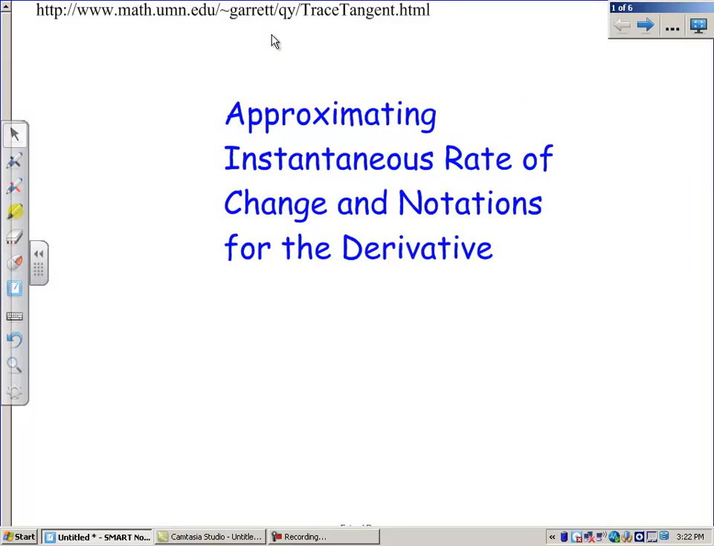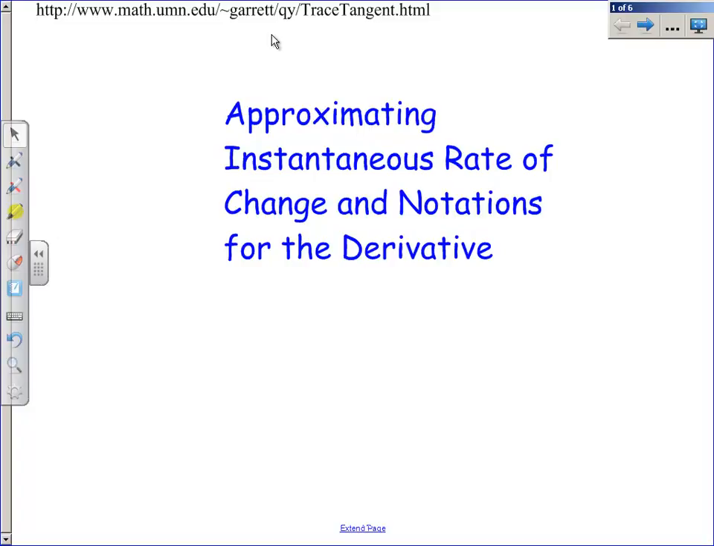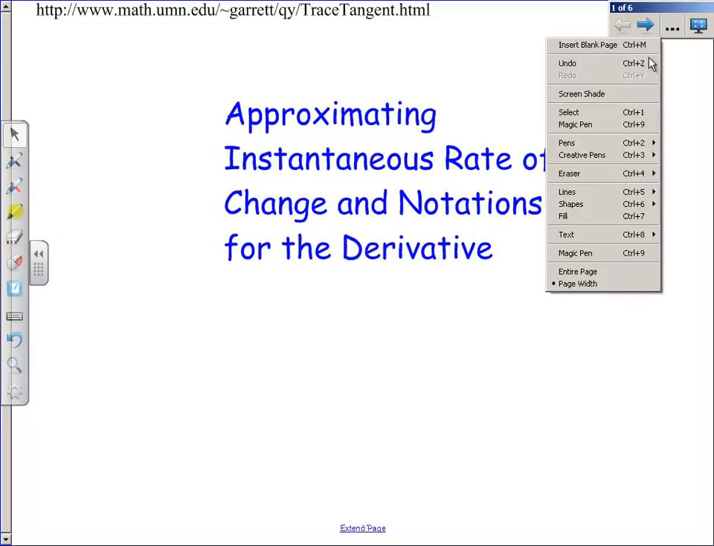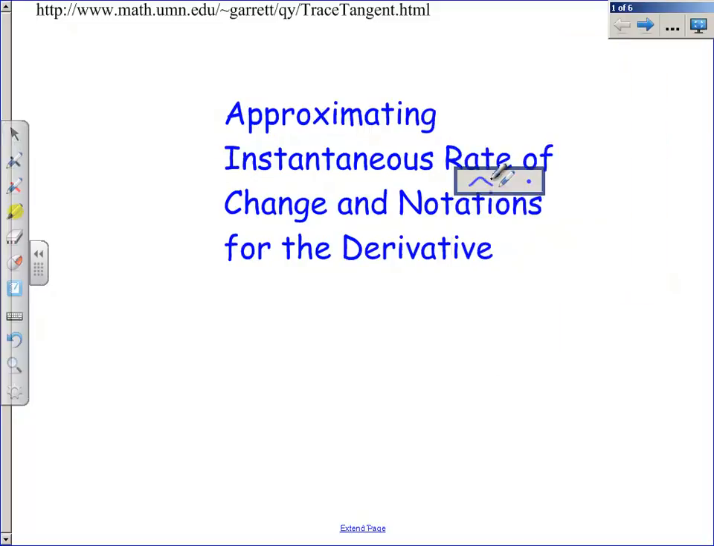We are going to look at approximating something called instantaneous rate of change. Yesterday we looked at average rate of change between 2 points. Today we're going to try and get a little closer to slope at a single point. You've never done this before, and that is what a derivative is. Let me write that down here. A derivative is going to be a slope at a point, or how to find slope of a graph.